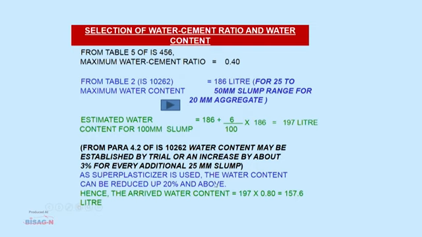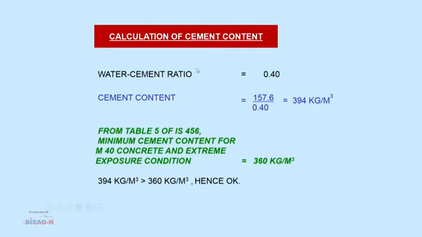Since we are using the superplasticizer, the water content can be reduced, since the plasticizer improves the workability of the concrete. By experience, the water content can be reduced by approximately 20%. So, the arrived water content is 157.6 liter. Cement content: water content is 157.6 liter and water cement ratio is 0.4.